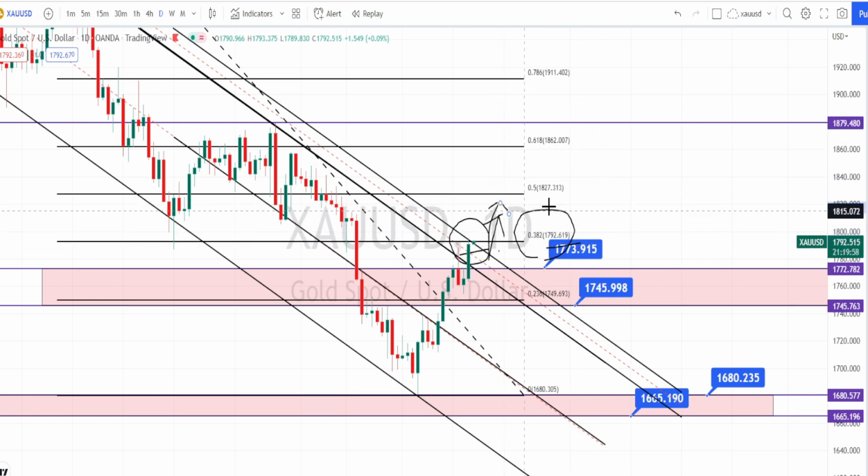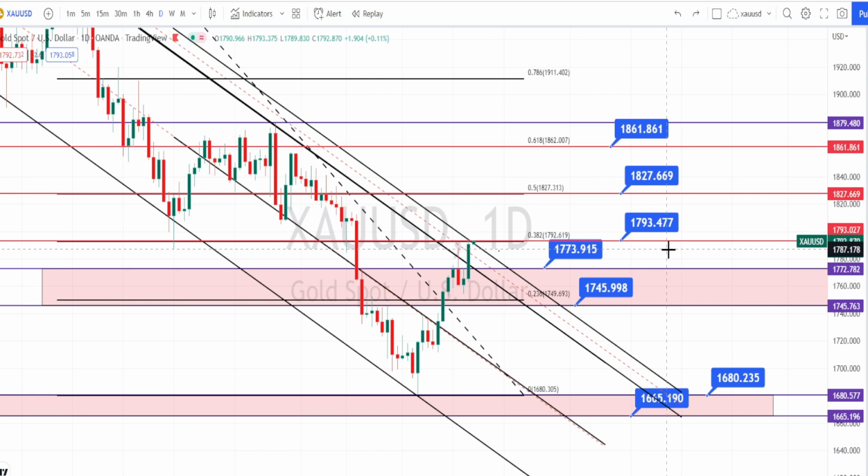Next level of resistance is going to be around 0.5, which is around 1827. So in daily time frame, if the price action breaks the resistance level of 1793, it will be also breaking the bearish channel pattern resistance line, which means that this channel pattern will become invalid, and we can expect the bullish rally to continue in daily time frame.